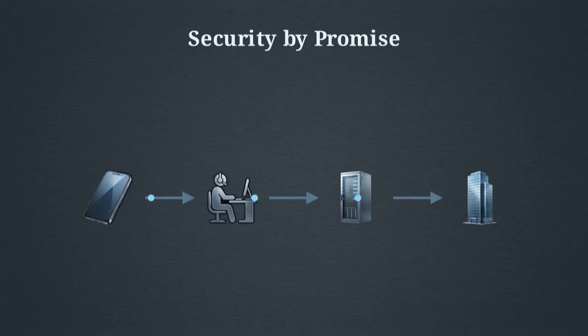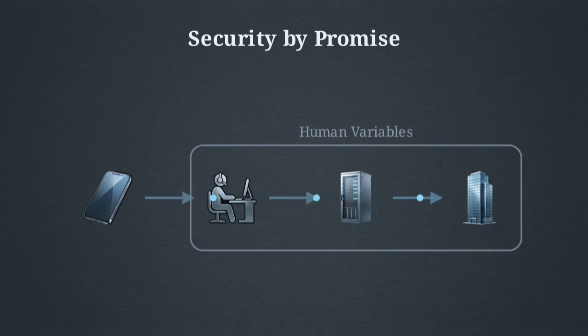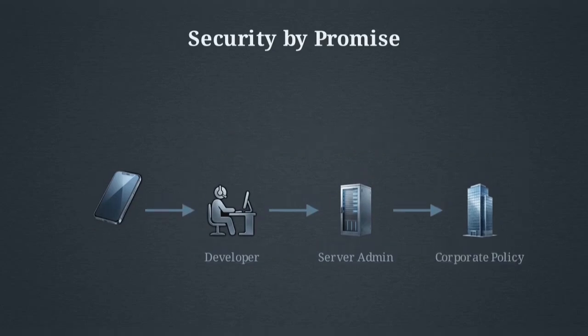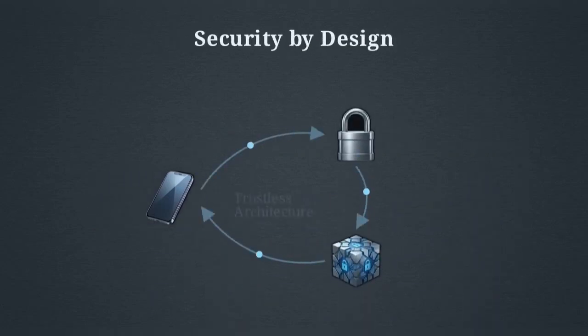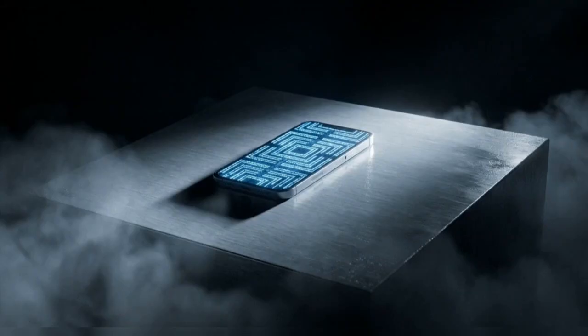A promise is a claim that requires your belief. A design is a set of rules that functions regardless of what you believe. Standard security relies on a chain of human variables. You are trusting that a developer is honest, that a server administrator is competent, and that corporate policies won't change overnight. This app is built on a trustless architecture.